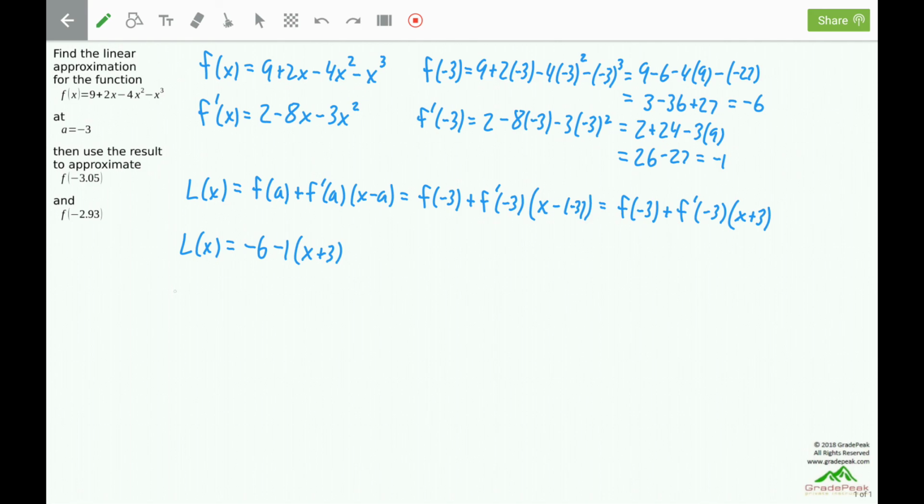This can be simplified by distributing the negative 1 in here, giving negative 6 minus x minus 3, and then the constants can be combined together, giving negative x minus 9.